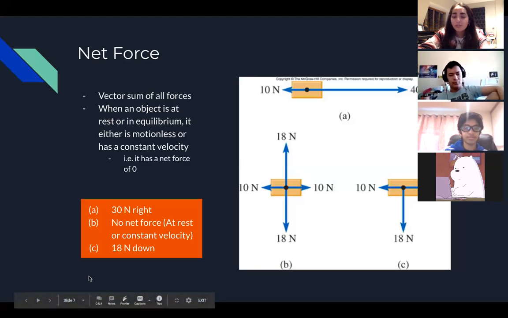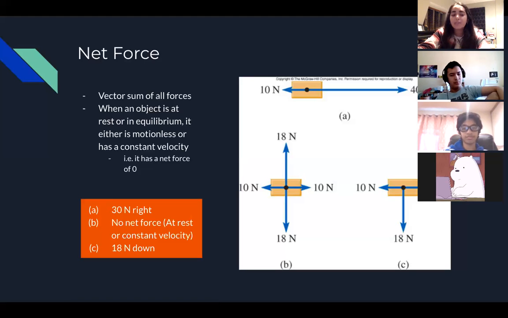And for the second one, the two 10 newtons, which are horizontal, both cancel out. And the 18 newtons are left, and that's pointing downwards. So 18 newtons down.